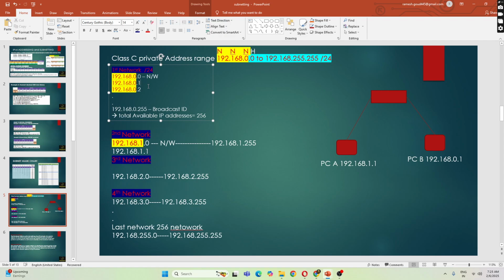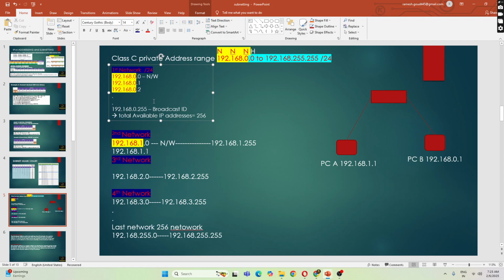Okay, and now, what is the broadcast ID? Broadcast ID means it will address all the nodes in the network. In total, how many IP addresses are available now? 0.1 to 0.254, a total of 254. Sorry, not available, usable IP addresses. You cannot use the network ID and broadcast ID. You can assign these usable IP addresses to your computers, laptops, wherever it is.